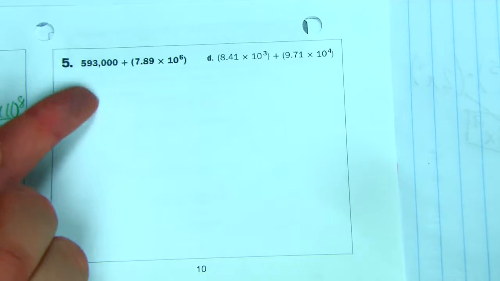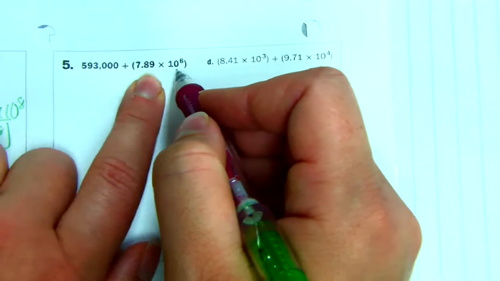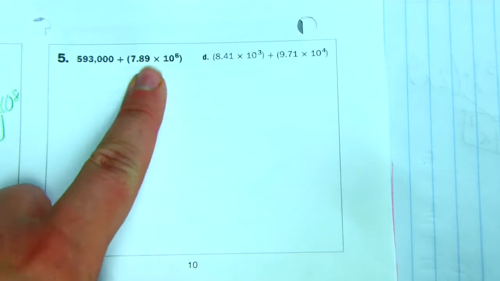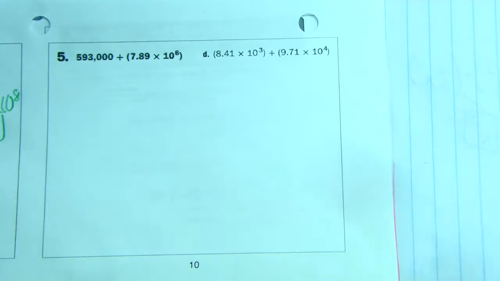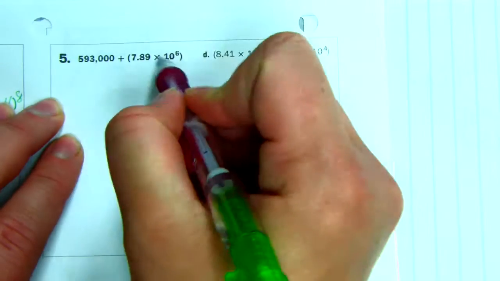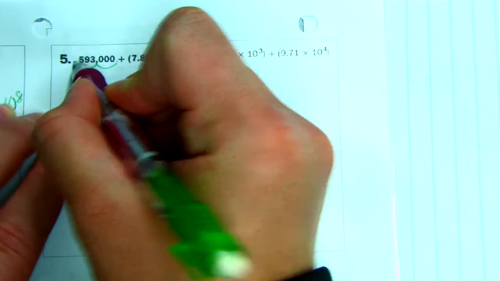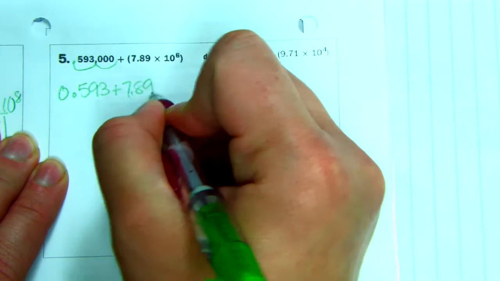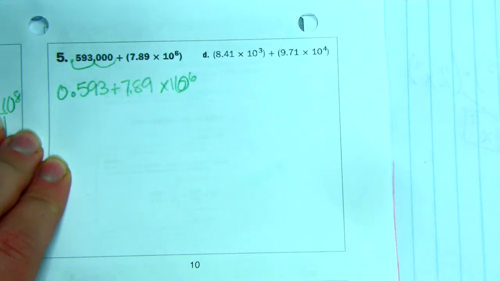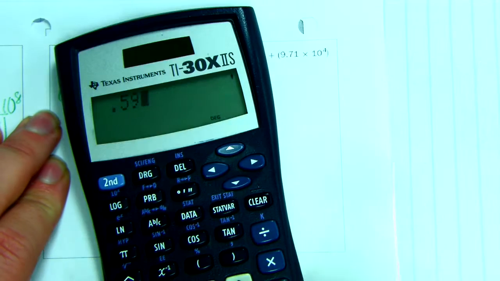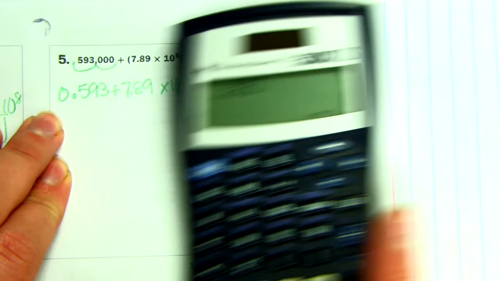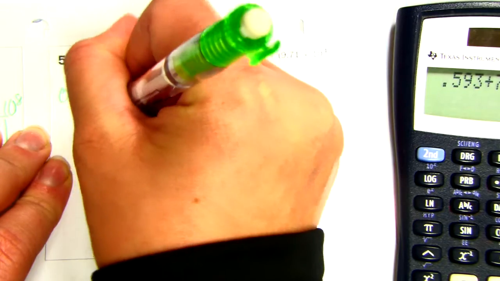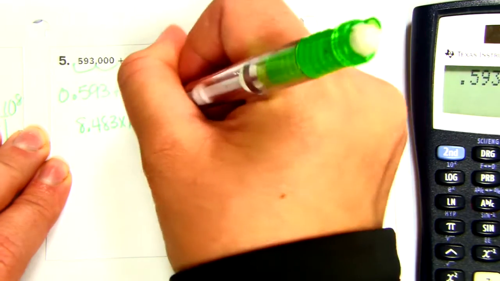Moving here, when they give me standard notation, I'm either going to change this to standard notation and add them together, which would be move this 6 spots to the right, and then add them and then change it back to scientific notation, or just make this one times 10 to the 6th. Here with 3 spots, 6 spots. So this is 0.593 plus 7.89 times 10 to the 6th. Now I can add them. 8.483 times 10 to the, keep the same base and exponent.